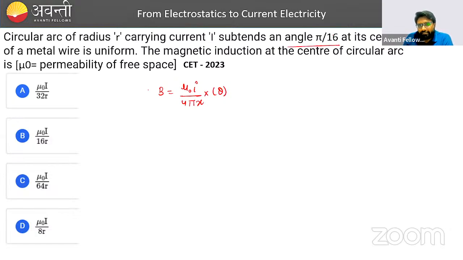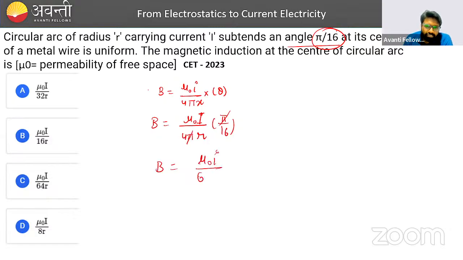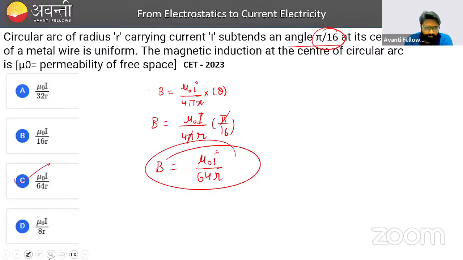So the angle subtended is given by pi by 16 at its center. So just put the values: mu naught I, capital I given in the question, upon 4 pi r, which is the radius of the loop, small r, into pi by 16. Pi and pi will cancel out. So this will become mu naught I upon 64 r. So option C is the correct one.